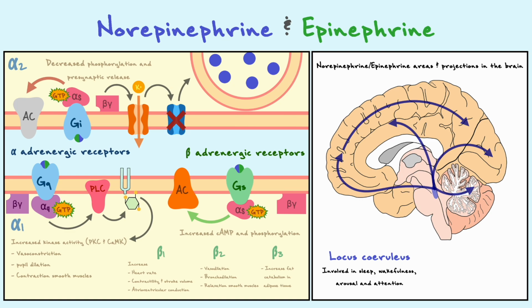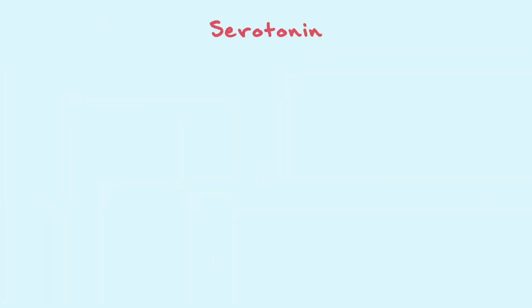Epinephrine neurons in the central nervous system can mostly be found in the medulla, and their projections go mainly to the thalamus and hypothalamus to regulate functions like respiration and cardiac function. Moving on to serotonin, there are 7 known families of serotonin receptors that can be found in the body, and 6 of them are metabotropic.